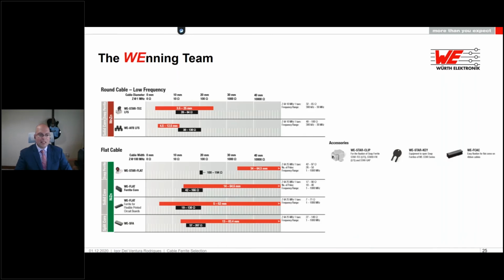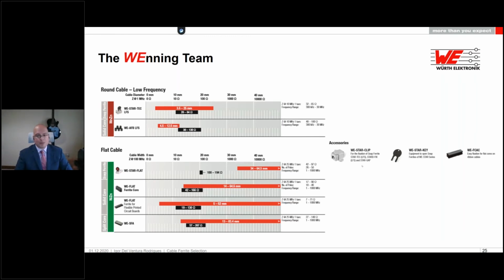So these are for medium and high frequencies. If you need ferrites for low frequencies, you can utilize either StarTech LFS or AFB LFS that are made out of manganese zinc, and we have them in both styles, snap or solid core. And last but not least, you have ferrites for flat cables. Once again, with the cable width indicated here on the red bars and the impedances on the black bars. Okay, so you will have again snap, solid cores, and split cores.